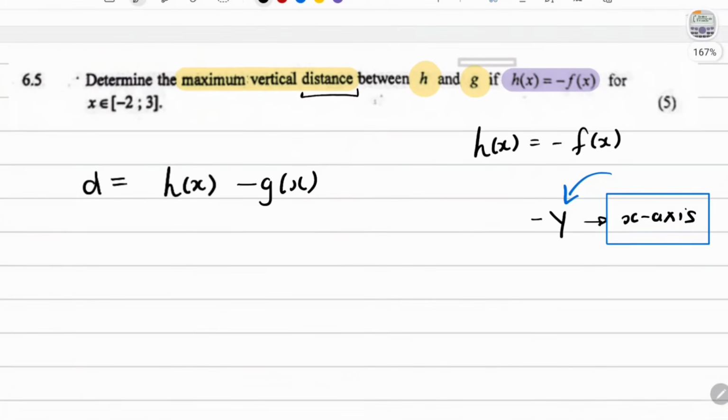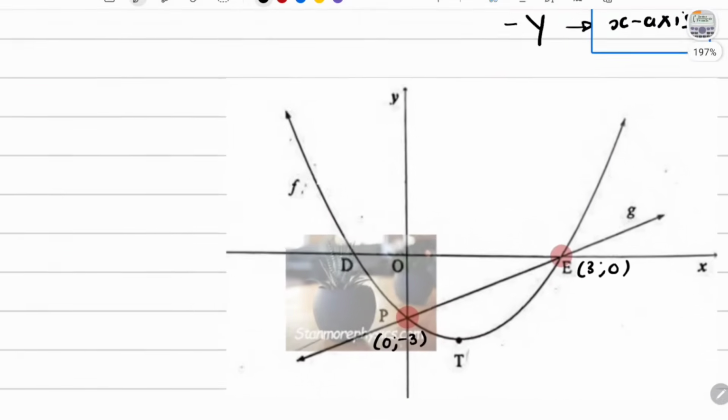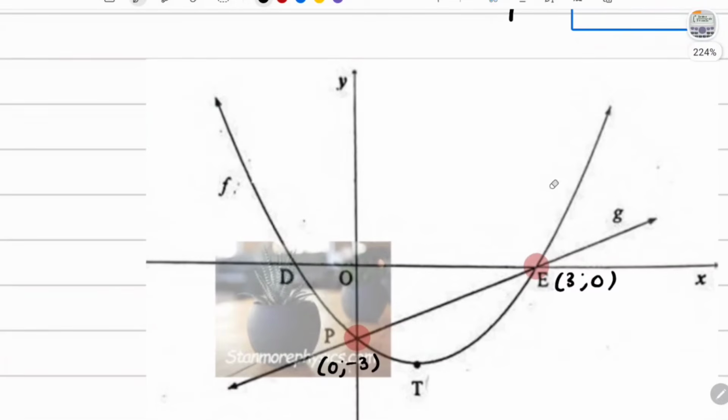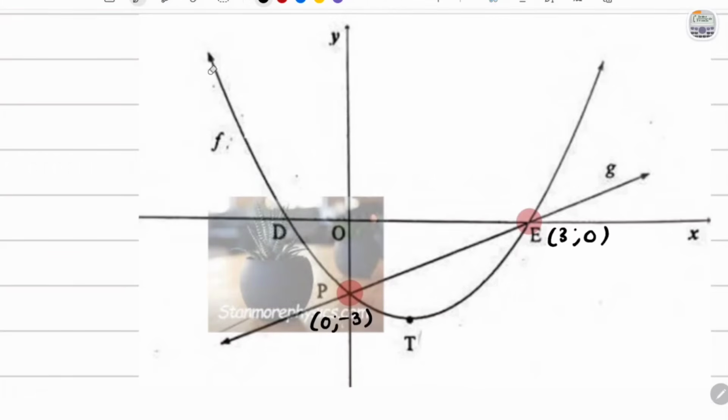So now we can even find out what this graph of h is going to look like in our diagram. So let me pull the graphs down so that we can draw it, just so that we can have an idea of what it's going to look like. Okay, so this is our diagram. Our graph of f is this. h is a reflection of f in the x-axis.